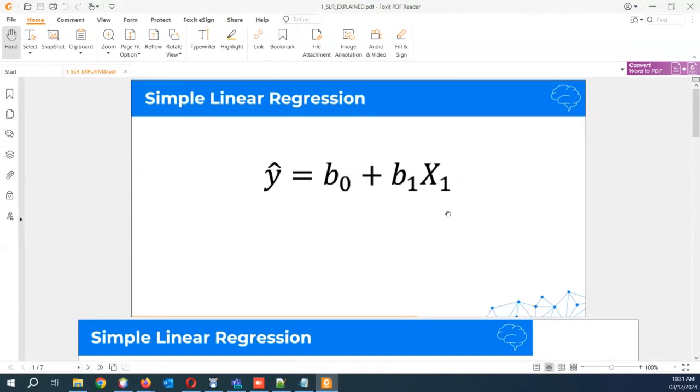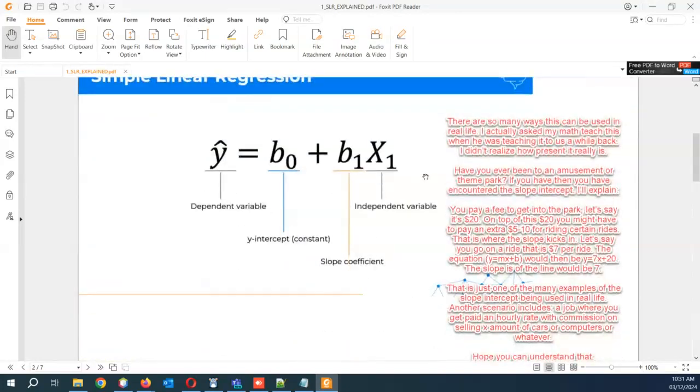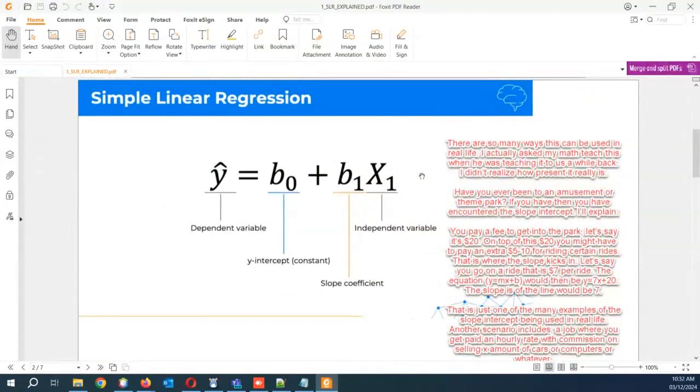Y cap equals b naught plus b1 x1. Don't get confused whether the equation is y equals mx plus b or y cap equals b naught plus b1 x1. They are different variable names, but the idea is the same. If you look at the slide I'm mentioning, y cap equals b naught plus b1 x1.